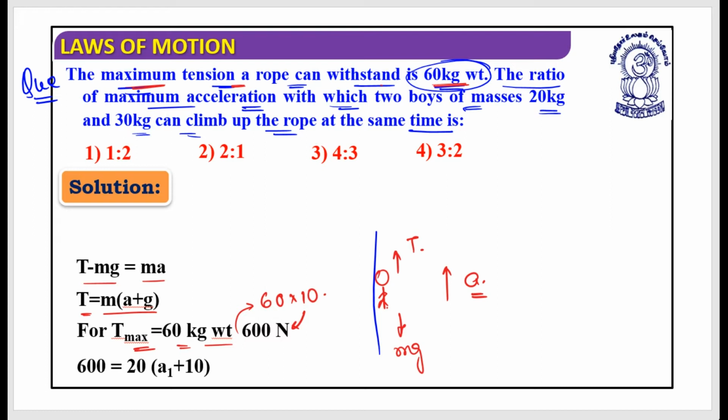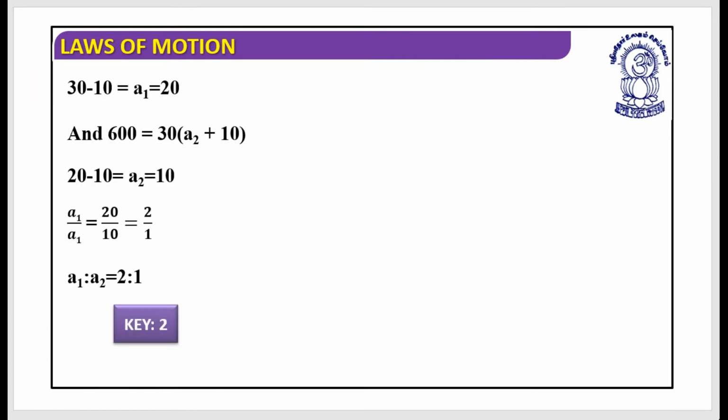So what I can write is that 600 equals 20 into (a1 plus 10). We don't know the acceleration, but we know that it would be a plus g. So 600 equals 20 multiplied by (a plus 10), and from this I get a1 equals 20. In the same way, a second relation, 600 equals 30 into (a2 plus 10). If I solve this, I get the second acceleration as 10. I need a ratio of these two, a1 is to a2, which is 2 is to 1.